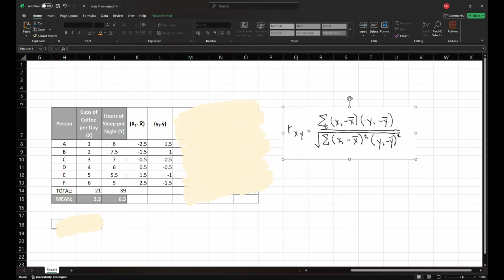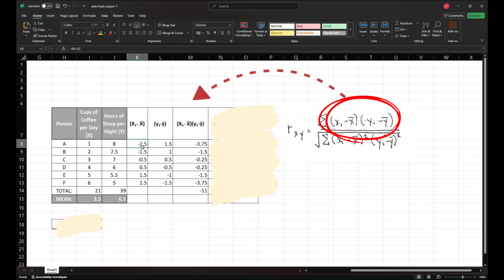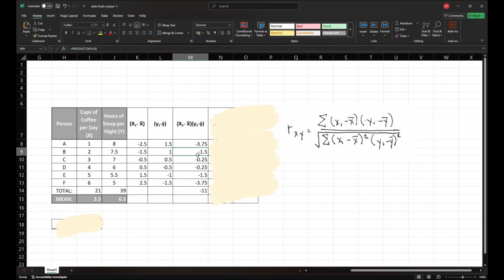Now on the upper part, we are almost done, but we're missing something. We have to multiply the x sub 1 minus mean of x and y sub 1 minus mean of y. So to get that, we need to add another table. So negative 2.5 times 1.5 is equals to negative 3.75. Negative 1.5 times 1 is negative 1.5, and so on.